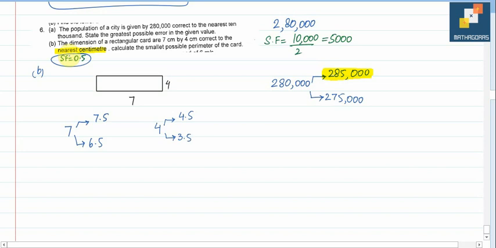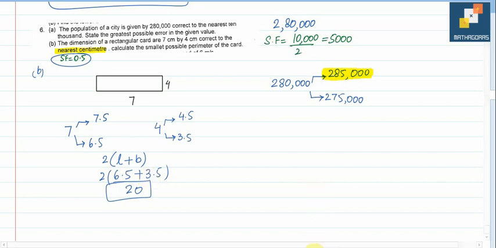You need to find the lower perimeter. The perimeter formula is 2 times (L plus B). Since we are finding the lower bound, I am going to place the lower values, that is 6.5 and 3.5. So 6.5 plus 3.5 is 10, and 10 times 2 is 20. That is the perimeter of the lower bound. Alright, note it down.